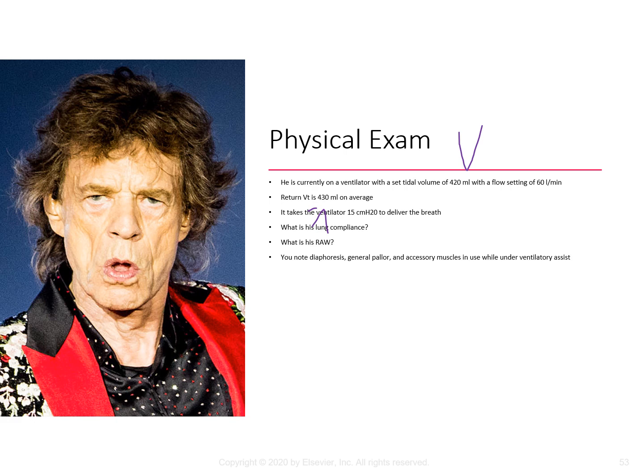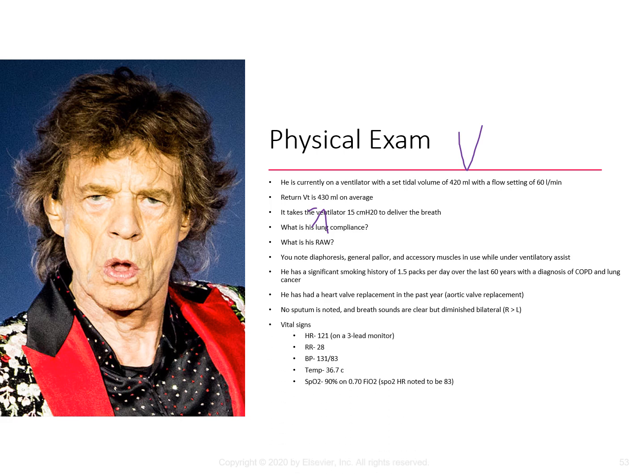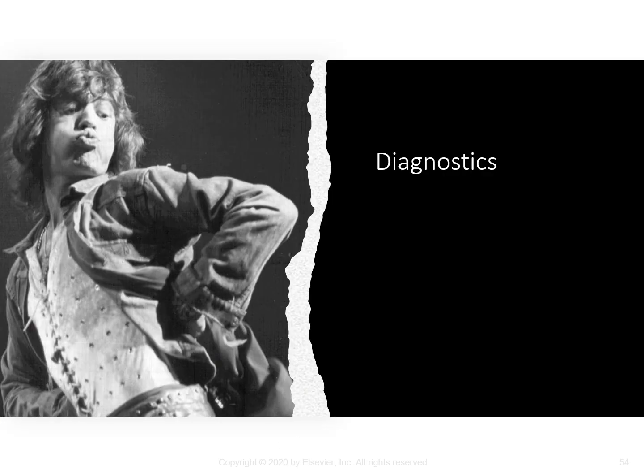All right, he is sweaty, he has accessory muscle use, a significant smoking history, so COPD, lung cancer, these are big things. Cardiac history as well. Sputum, you don't hear any sputum in there when you're auscultating, and you just hear diminished breath sounds. Vital signs, he's not the healthiest one. He's at 90% saturation on 70% oxygen, and he's not picking up his pulse ox very easily.